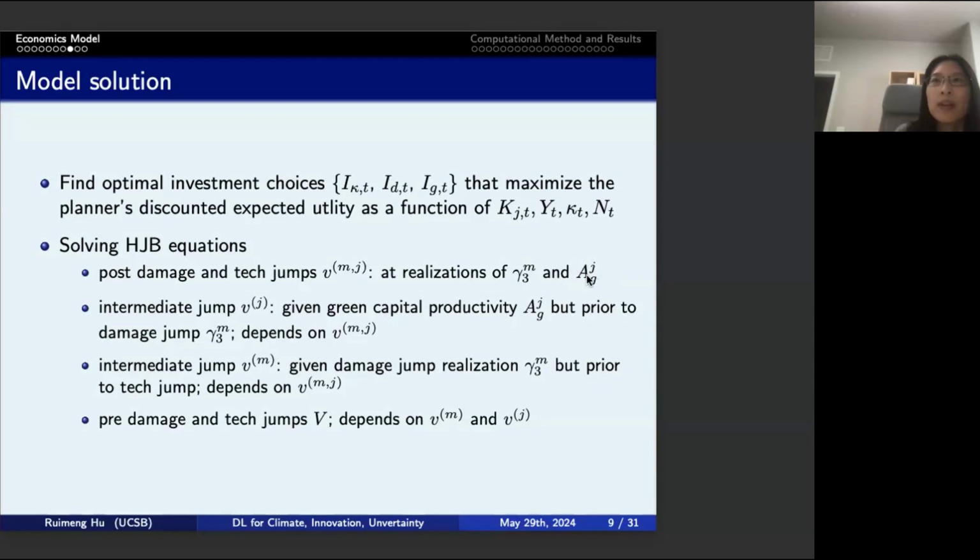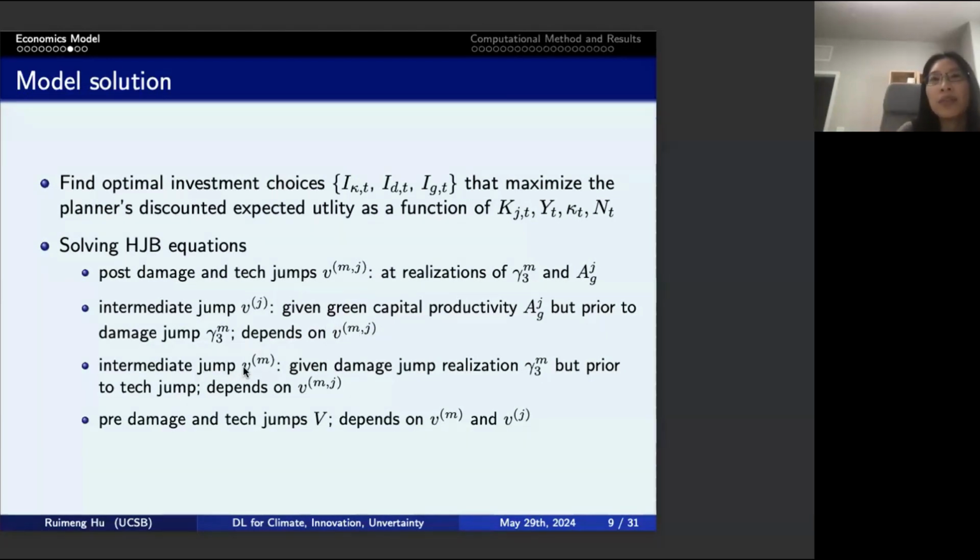the new productivity of the green sector. The HJB equation for this value function is self-contained, so we need to solve this one first. After we solve this, we go for the intermediate jump HJB equations. VJ represents the value function of the social planner, given that the tech jump has occurred and the AGJ has been realized, but the damage jump hasn't occurred. That means the temperature anomaly hasn't been so severe that this additional second term is added to the damage function. The HJB equation of VJ will depend on all the post-damage, post-tech jump equations.